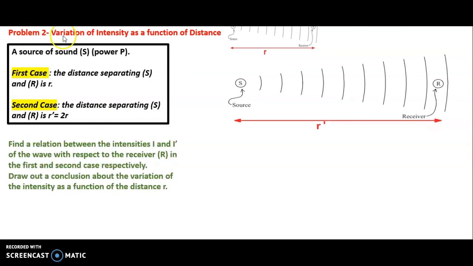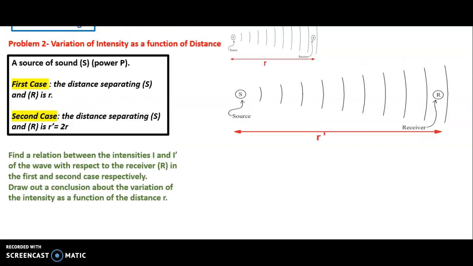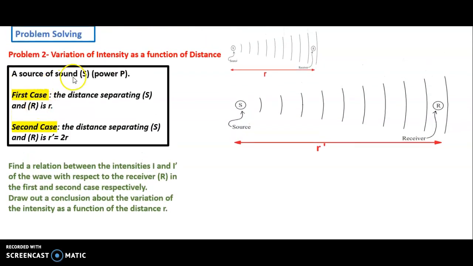Now problem 2, variation of intensity as a function of distance. Now, source of sound S and power P. So now we are going to keep the same power, but we are going to move the receiver further away from the source such that R prime is double R. Again, the question is: find the relation between the intensities I and I prime of the wave with respect to the receiver in the first and second case. Then draw a conclusion about the variation of the intensity as a function of R. So what happens to the intensity when R is increased, for example?